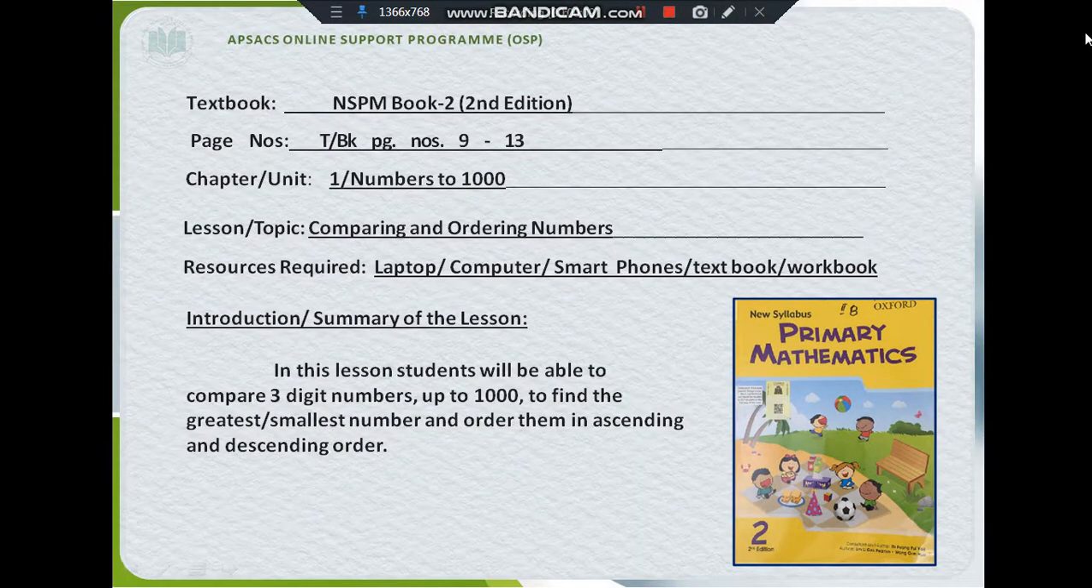Students, we are going to understand the concept of comparing and ordering numbers from chapter number 1, Numbers to 1000, and we will cover pages 9 to 13. Students, in this lesson, you will be able to compare 3-digit numbers and find out which number is greatest and which is smallest, and then you will be able to order them according to the given instructions. Okay, now thought of the day.